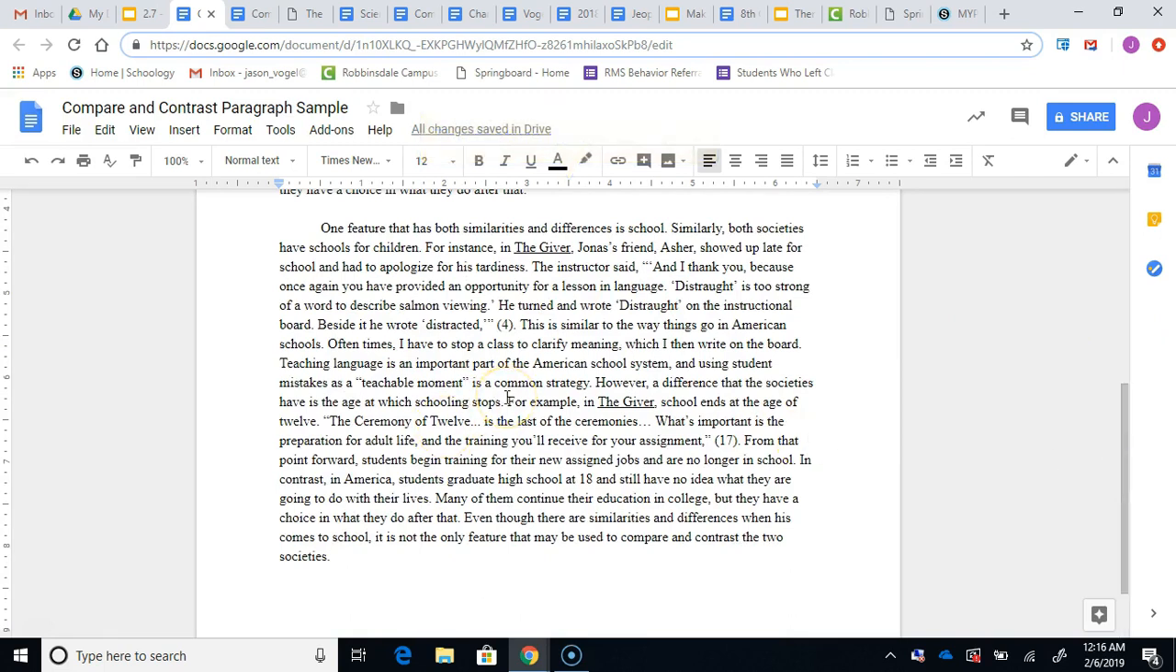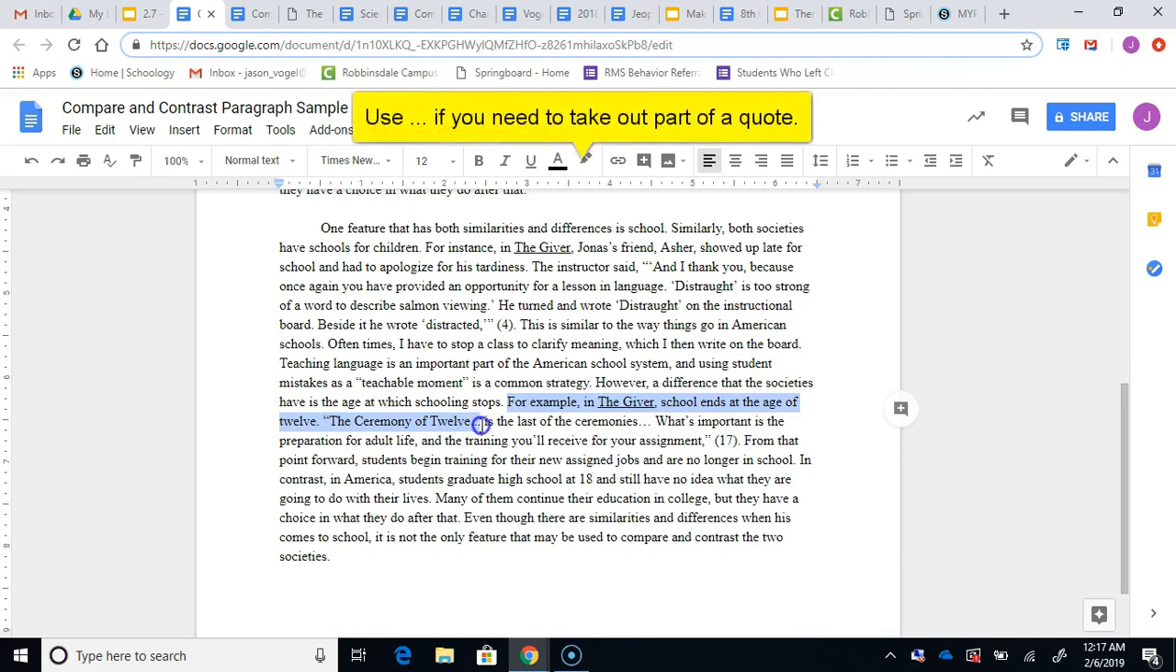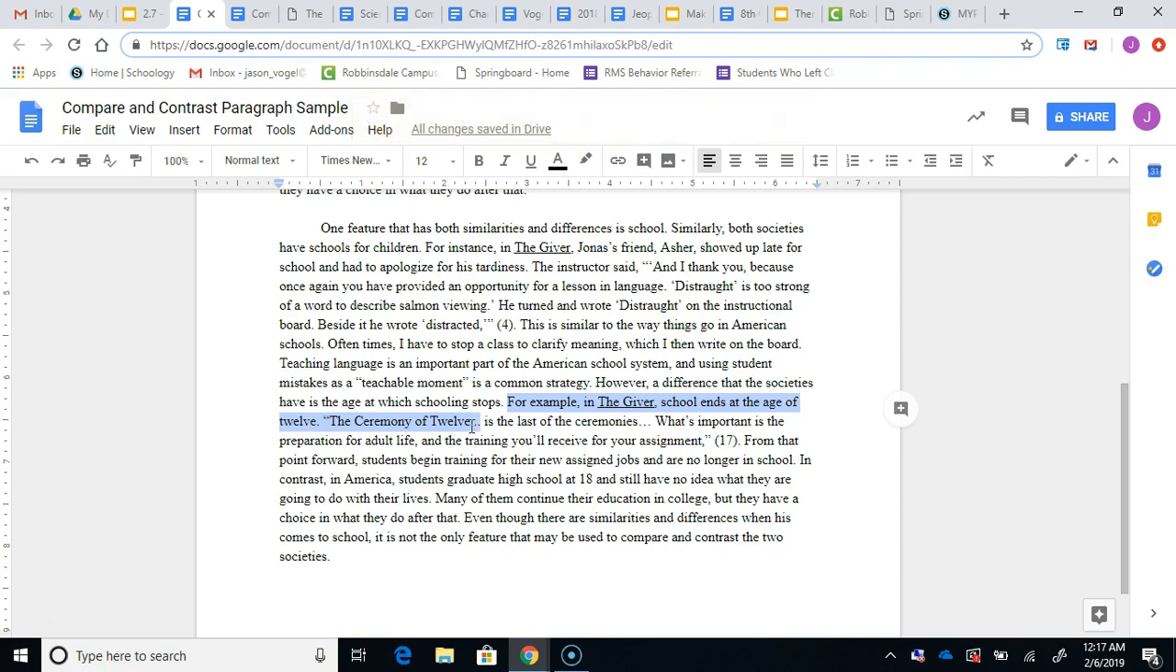Again, I will use TLQC, transition, lead-in, quote, citation. For example, in The Giver, school ends at the age of 12. Then I give my quote. "The ceremony of 12," and I put ... because I'm skipping over some of the quote to make it make more sense. That ... is called an ellipsis, and you can use that if you need to remove any part of a quote to help it make more sense. "The ceremony of 12 is the last of the ceremonies. What's important is the preparation for adult life and the training you'll receive for your assignment."